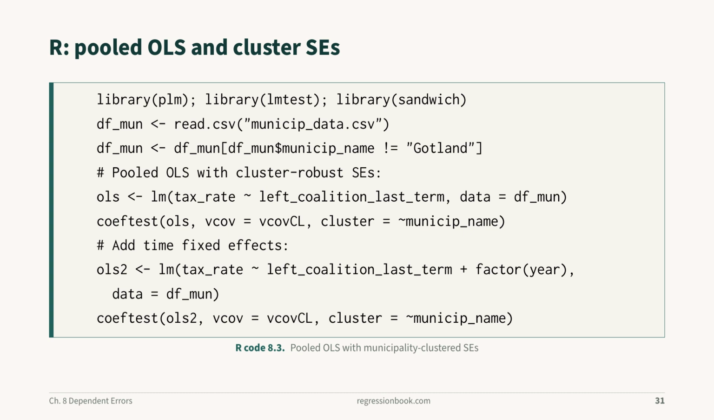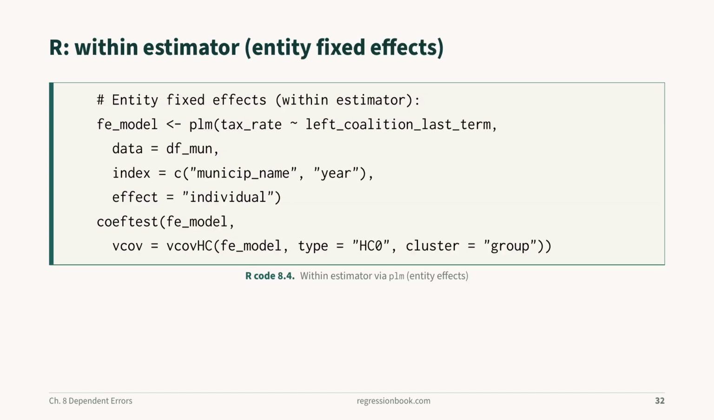For the municipal panel in R, read the data, drop Gotland, whose tax structure is not comparable with the rest, then fit pooled least squares with municipality clustered standard errors, and finally add year fixed effects through the factor function. 2 models, 1 line each, and each carrying honestly clustered uncertainty rather than the naive default. The within estimator lives in the panel package.